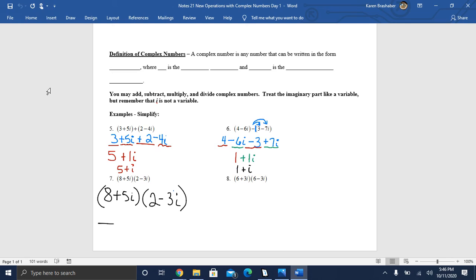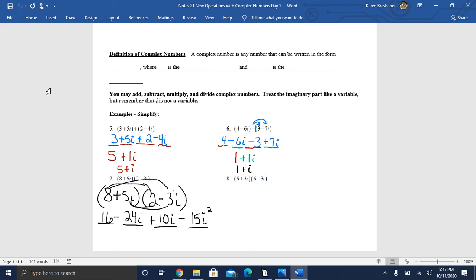So I'll first of all do 8 times 2, and that is 16. And then I'll do 8 times negative 3i. Remember that you're going to get 4 blanks here filled in. So negative 24i. Then we're going to fill in this blank. We'll take 5i times 2, that's 10i. And then the last blank, we'll take 5i times negative 3i. So that would be negative 15. And then we have i times i, so that's i squared.